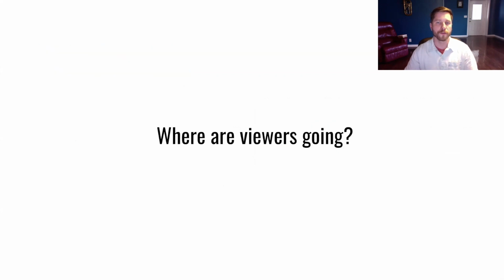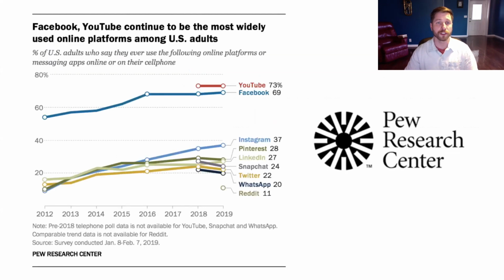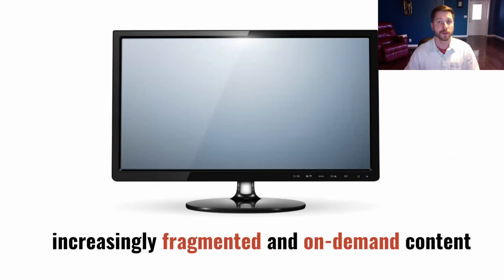And so where are viewers going? Well, studies show that they're actually going to social media to get a lot of their streaming video content. And so you can see here that two of the most prominent online platforms for gathering information are YouTube and Facebook. And more YouTube and Facebook are becoming places, obviously, for not just streaming video content, but getting news as well. And so what we're seeing is an increasingly fragmented and on-demand world.